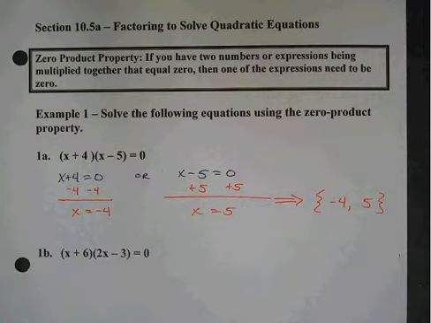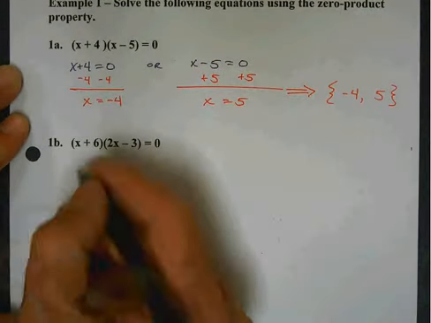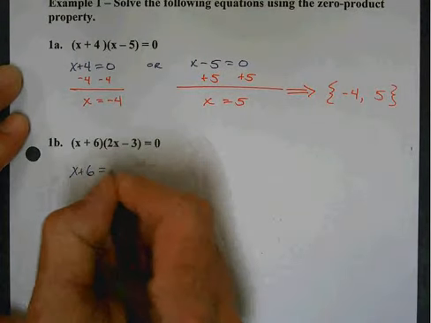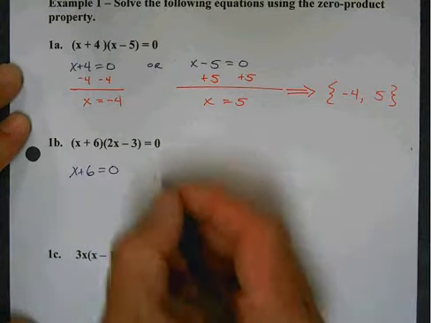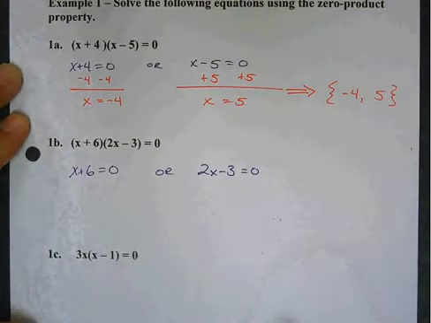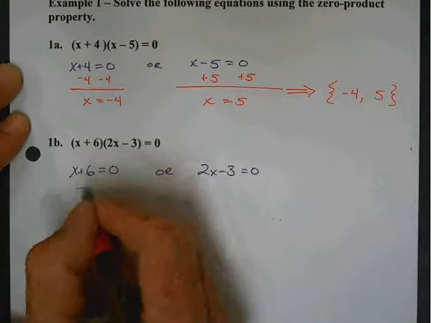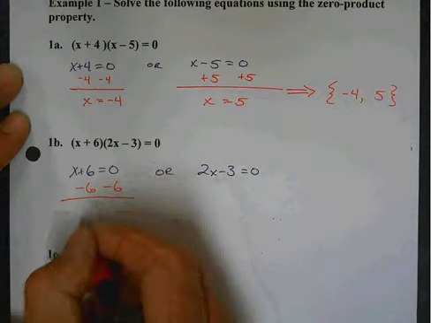Let's look down here at 1b. Very similar. First part, second part. So we break it up. The first part equals 0, or the second part equals 0. To solve the first part, what do we do? Subtract 6. Good. Subtract 6.